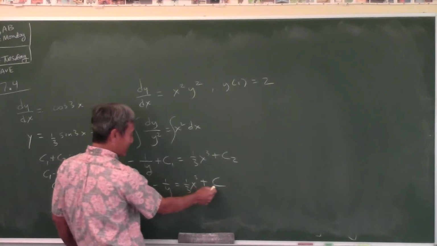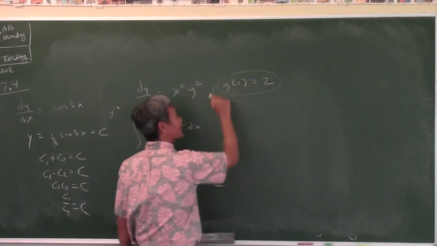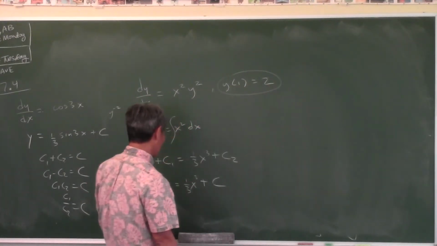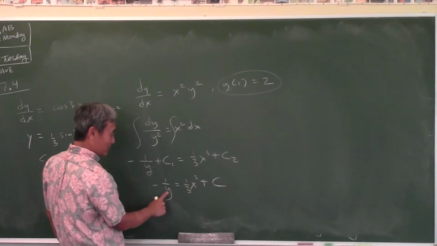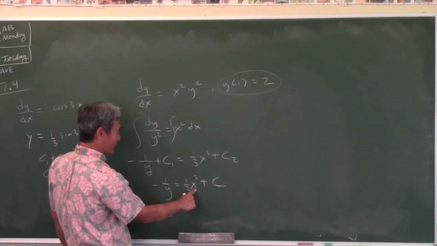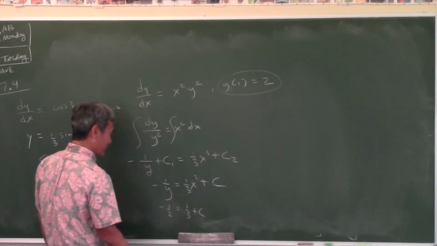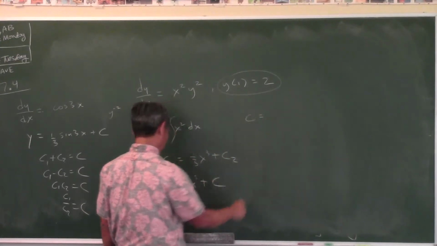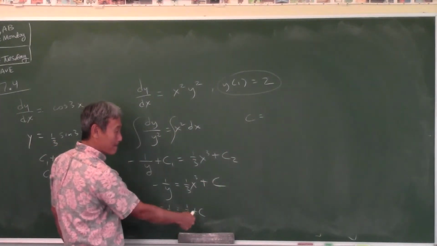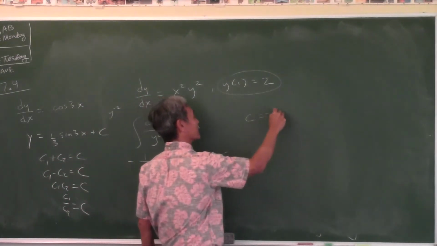Now, is there a way to figure out what this value of c is? Yes, you use the initial conditions. When x equals 1, y equals 2. So substitute. What happens if I substitute 2 for y there? You get negative half. What happens if I plug in 1 for x? 1/3 plus c. Solving for c, I get c equals, can you do that in your head? Negative 3/6 minus 2/6. Negative 5/6.